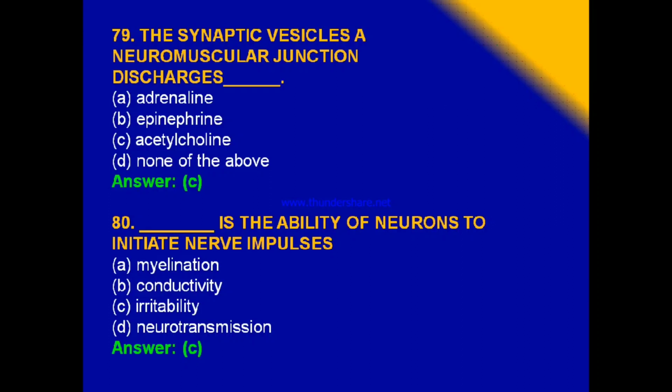Last question. Number 80. Dash is the ability of neurons to initiate nerve impulses: myelination, conductivity, irritability, or neurotransmission. So irritability is the ability of neurons to initiate nerve impulses. And finally, we completed the most important 80 questions of all the tissues.